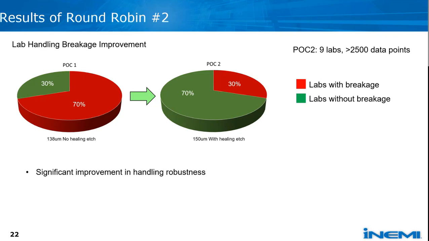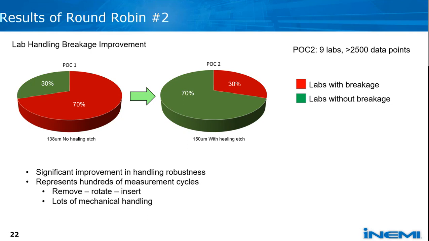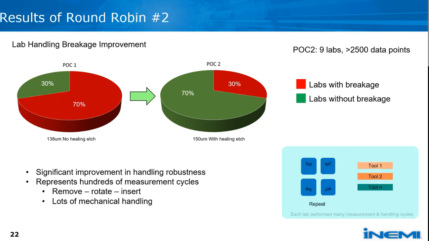Now, you might look at this and think, well, 30%, that's still quite a bit of breakage, but the handling that goes on during one of these round robins is pretty significant. It's not just simply a single measurement. The labs are asked to put the sample in their measurement tool, take it out, flip it over, measure it again, take it out, flip it upside down, measure, and rotate it again, and repeat that process 4 times, and to do that for every tool that they're going to do the measurement on. And so even though there's some breakage here, it really represents a lot more handling than we think the typical use case represents for the SRM in real life. So ultimately we concluded from this that the fused silica samples are robust enough for the SRM needs.